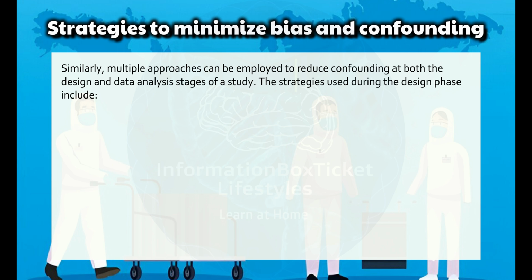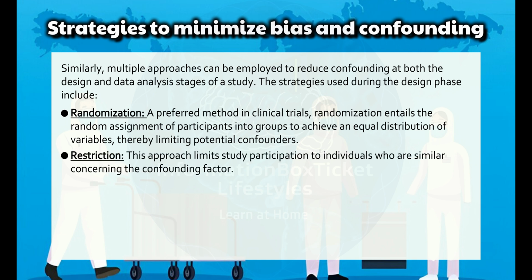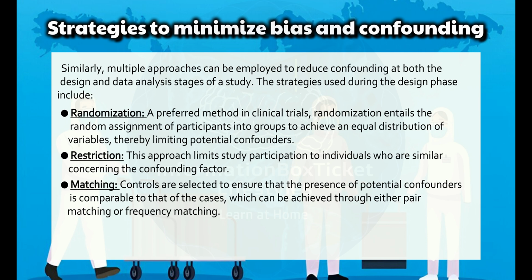Similarly, multiple approaches can be employed to reduce confounding at both the design and data analysis stages of a study. The strategies used during the design phase include randomization. A preferred method in clinical trials, randomization entails the random assignment of participants into groups to achieve an equal distribution of variables, thereby limiting potential confounders. Restriction. This approach limits study participation to individuals who are similar concerning the confounding factor. Matching. Controls are selected to ensure that the presence of potential confounders is comparable to that of the cases, which can be achieved through either pair matching or frequency matching.